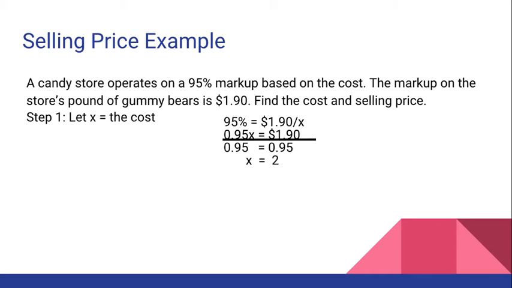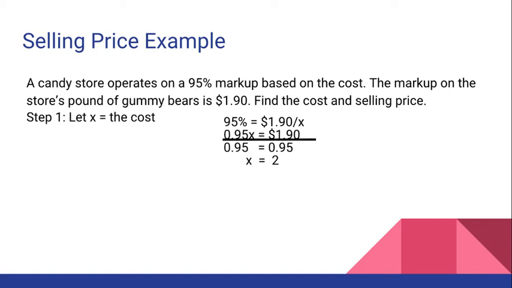So now let's find our selling price. Remember, the selling price is our cost plus our markup. So that's going to be the $2 plus the $1.90. Add that together and we get that the pound of gummy bears will cost you $3.90 at this candy store.